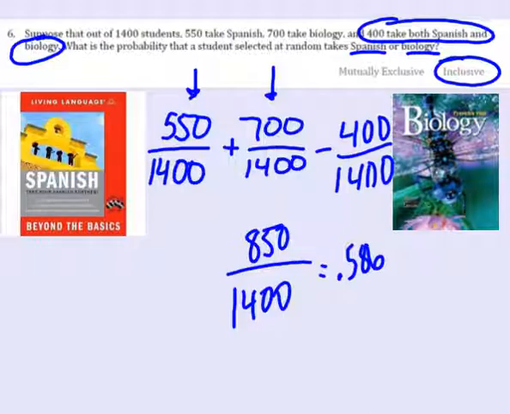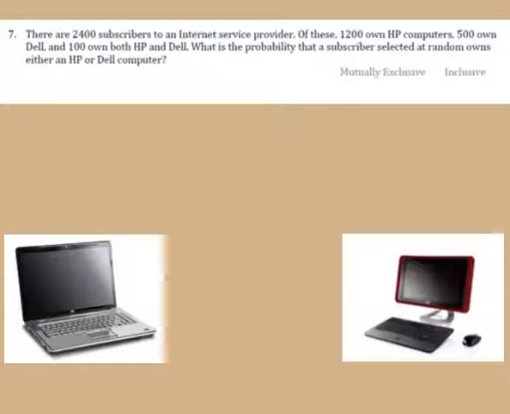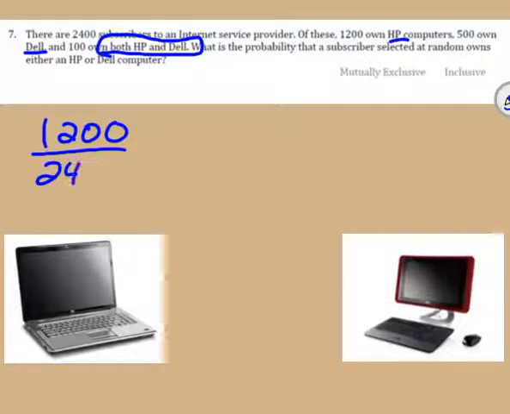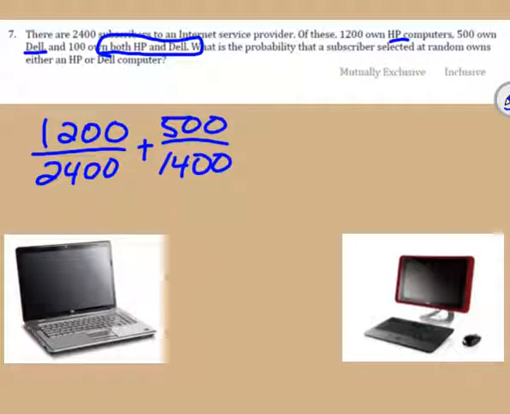Alright, moving on. Next. Now, there are 1,200 subscribers to an internet service provider. Of these, 1,200 own HP, 500 own Dell, and 100 own both. So that 100 stands for the group that we're counting twice. So what I would have done is I would have looked at this and said 1,200 out of 2,400. I got to add, those are the HP computers. Now you add the 500 that own Dell out of 1,400. But we need to subtract the 100 that own both.